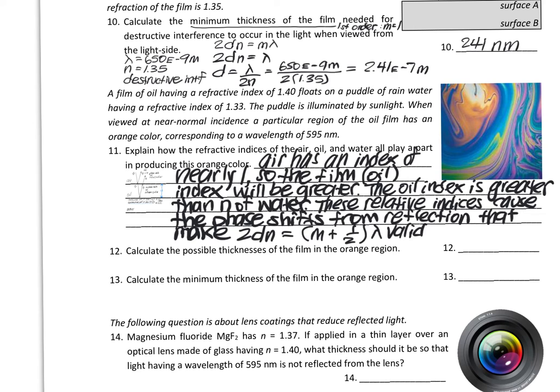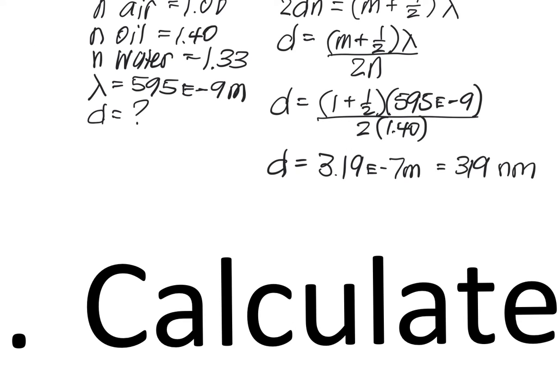Then number 12, calculate possible thicknesses of the film in the orange region. So we're using 2dn equals m plus 1/2 lambda. So let's go from there. They certainly don't give us a lot of room. Let's zoom in again. So there we go. That's the minimum thickness that the oil can be, 319 nanometers. But then it could be multiple thicknesses. And actually, I'm surprised they asked for the possible thicknesses before they asked for the minimum thickness, because the minimum thickness is when m equals 1.